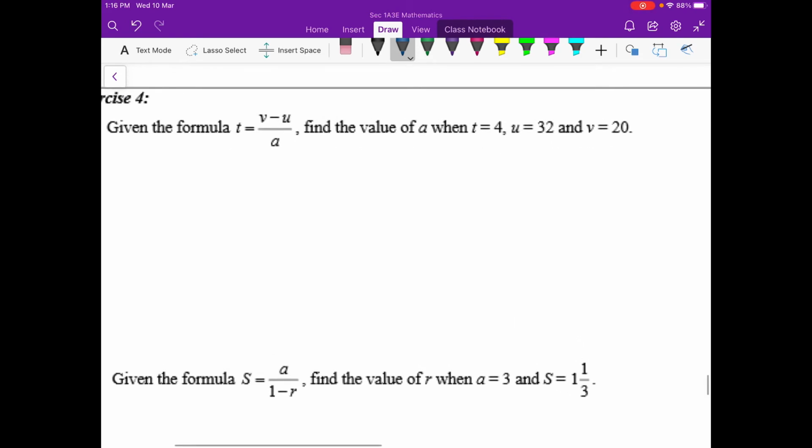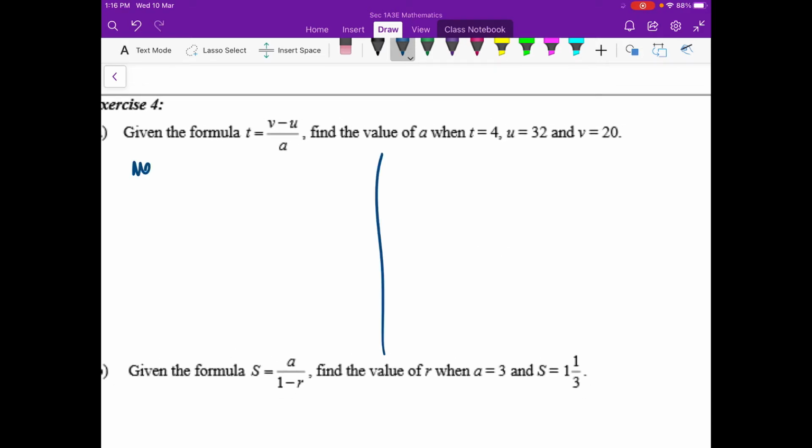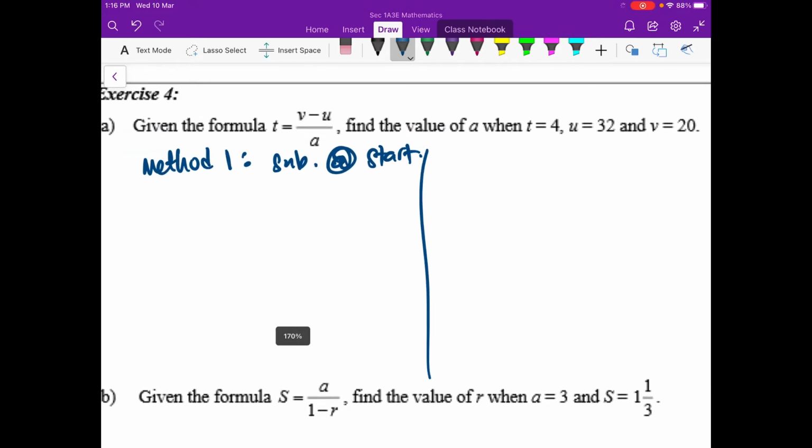Exercise 4. Here we have a formula. Find the value of a when t equals 4, u is 32, and v equals 20. First, we can do the substitution straight away. There are 2 methods. Method 1, substitute at the start. Okay, so let's do the substitution really fast.